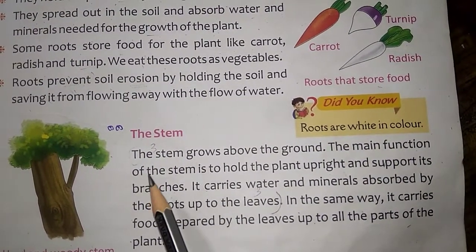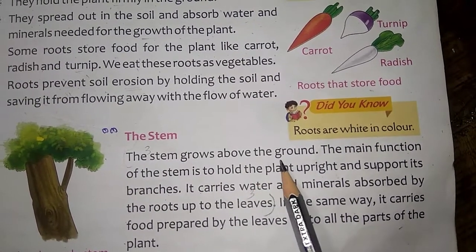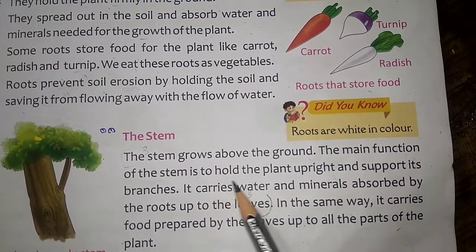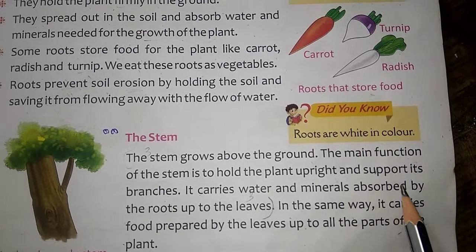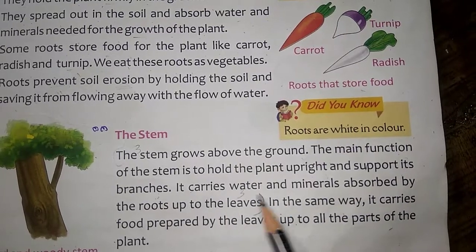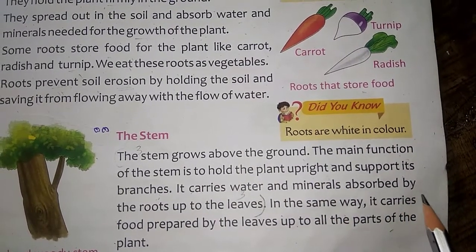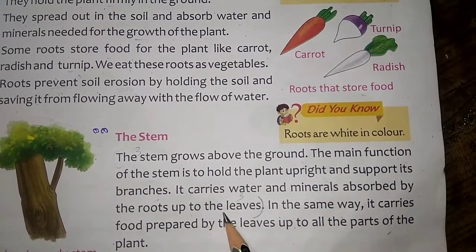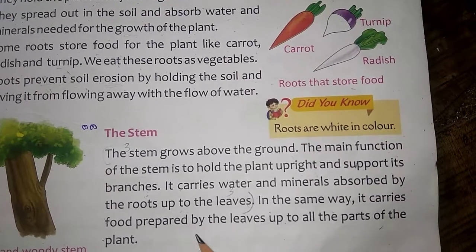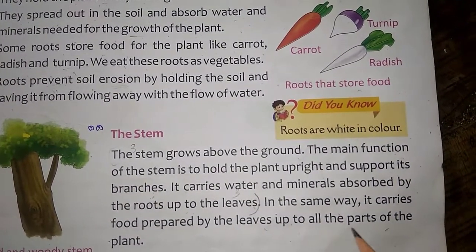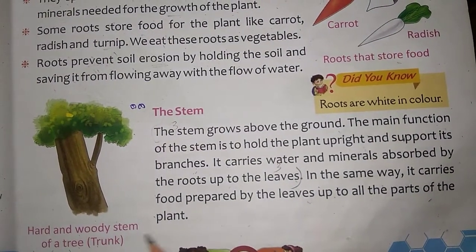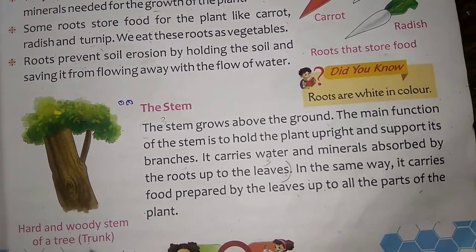The stem. The stem grows above the ground. The main function of the stem is to hold the plant upright and support its branches. It carries water and minerals absorbed by the roots up to the leaves. In the same way, it carries food prepared by the leaves up to the parts of the plant. The hard and woody stem of a tree is known as a trunk.